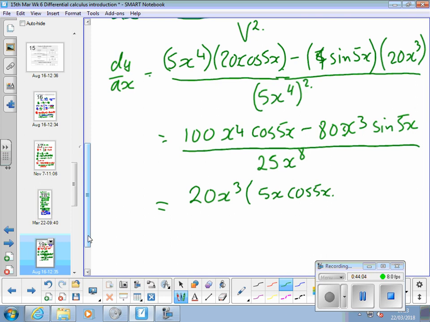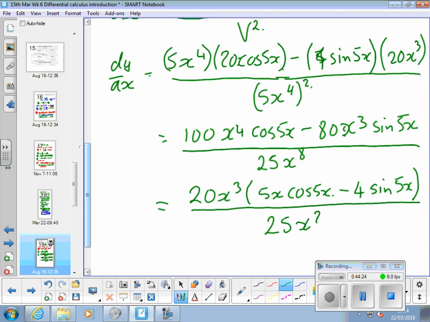Where minus 4 sine 5x. And all of that is over 25x to the 8. Well, we're going to leave just x in that one. But then we can also take 20 will go in.